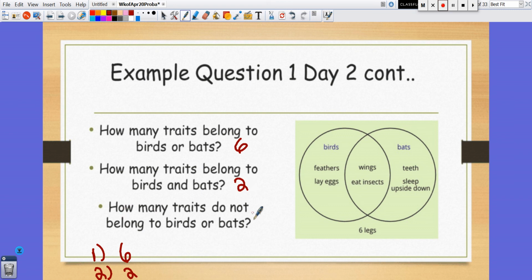And then here it says, how many traits do not belong to bats or birds? Well, that's this down here. There's 6 legs, so there is 1. Let me erase this down here. Okay, so that's how you read a Venn diagram.